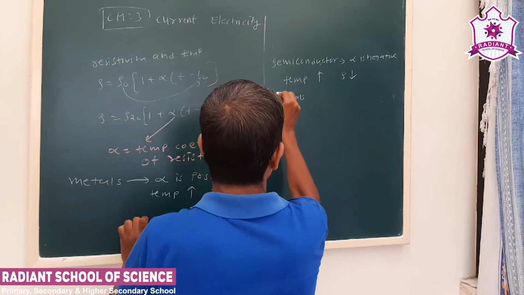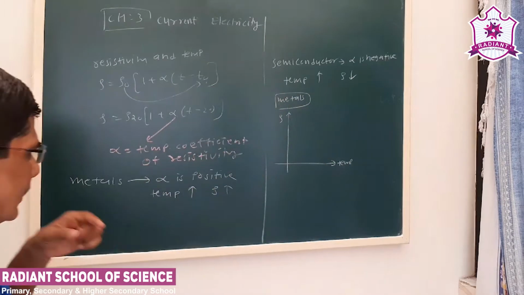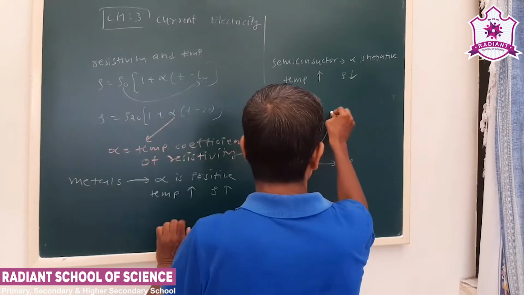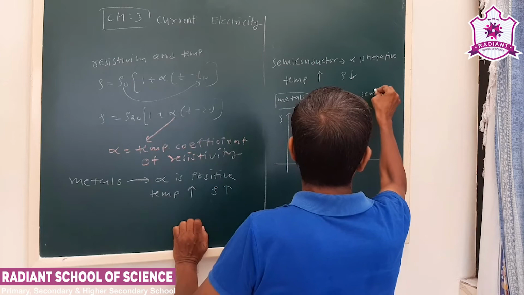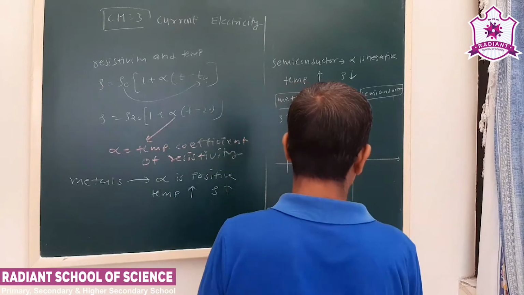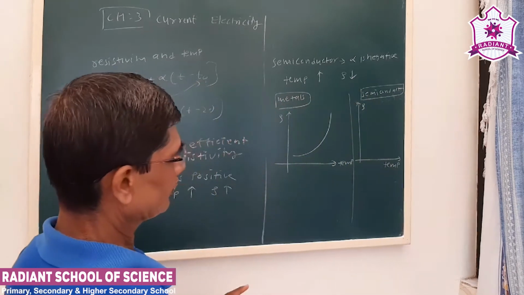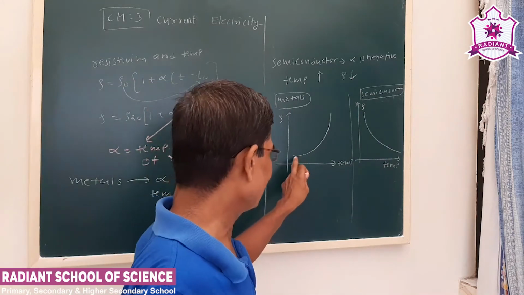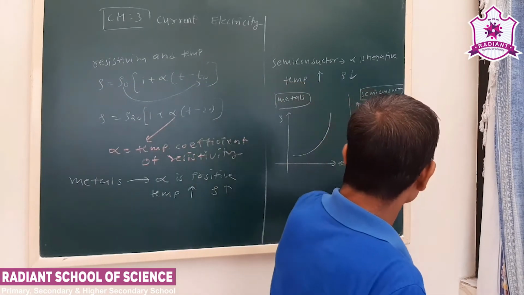First we draw the graph for metals. Now for metals alpha is positive, so as the temperature increases, resistivity also increases. Now semiconductor. Here it will be the reverse graph. For metals we see that as the temperature increases, resistivity increases. In semiconductors, as the temperature increases, resistivity will decrease.